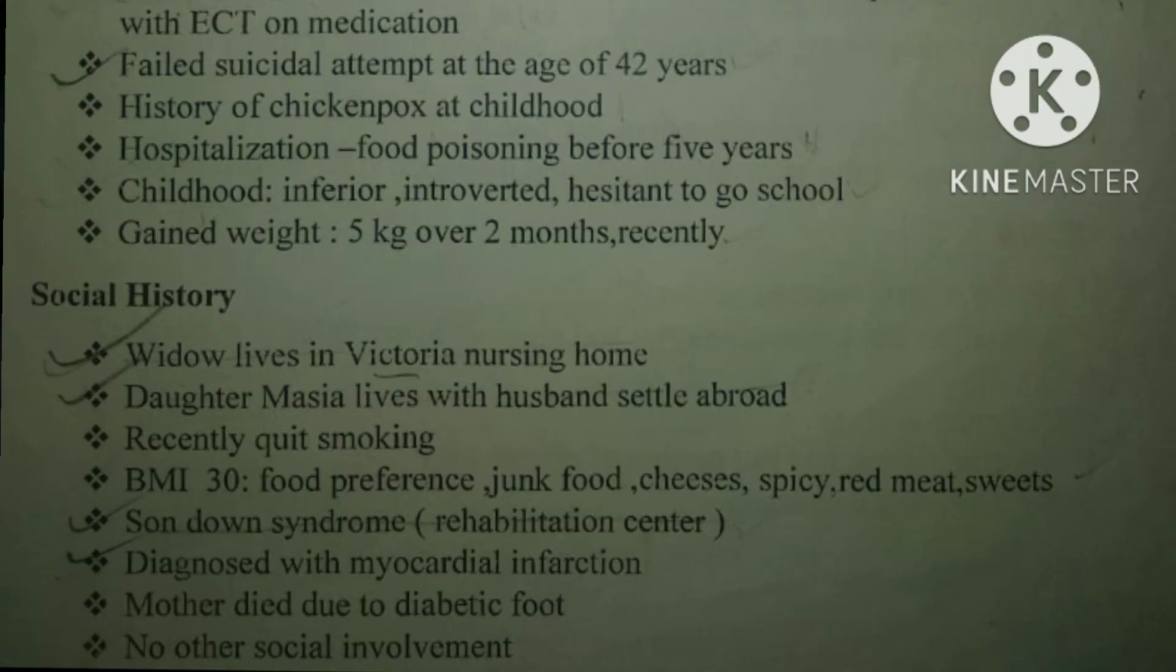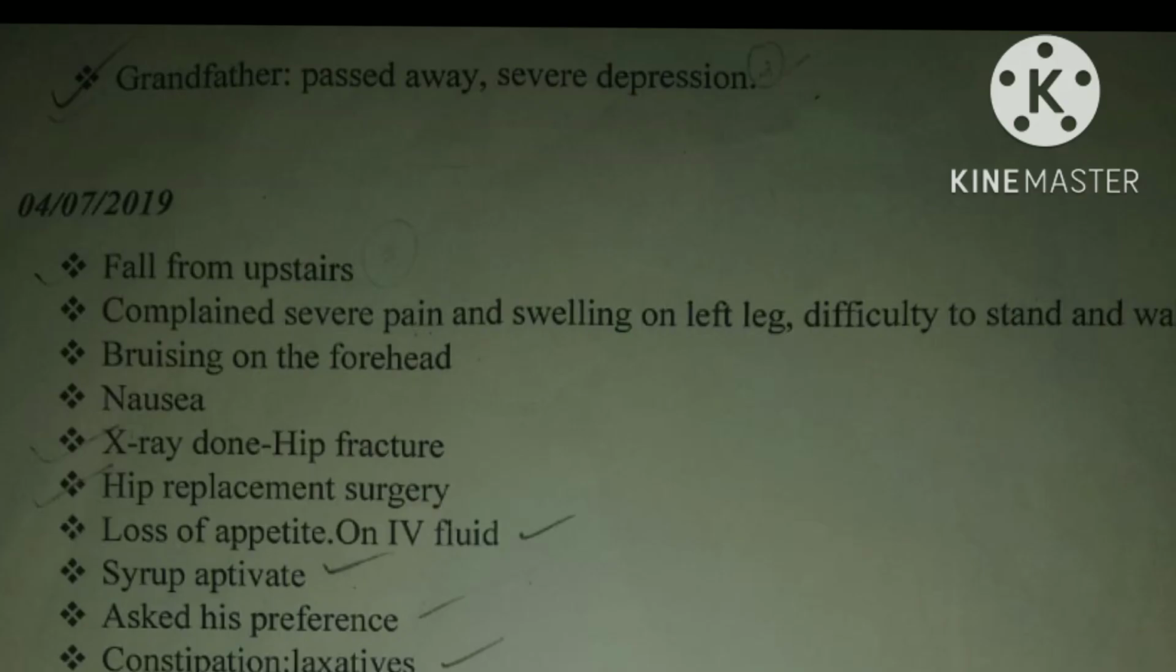Next, we are going to move to the social history. She is a widow, lives in Victoria nursing home. Daughter Mazia lives with her husband, settled abroad. Recently quit smoking. BMI 30. Food preference: junk food, cheese, spicy food, red meat, sweets. Son has Down syndrome. He is in a rehabilitation center. Diagnosed with myocardial infarction. Mother died due to diabetic foot. No other social involvement. So from here also we have to see which information I have to inform him. Next, grandfather passed away due to severe depression.